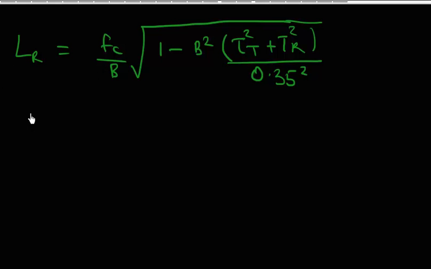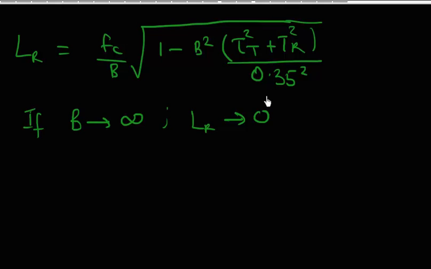So now I bring square root of LR, square root of minus B squared plus 0.35. Put your FC over B outside. Oh, calm down, man.